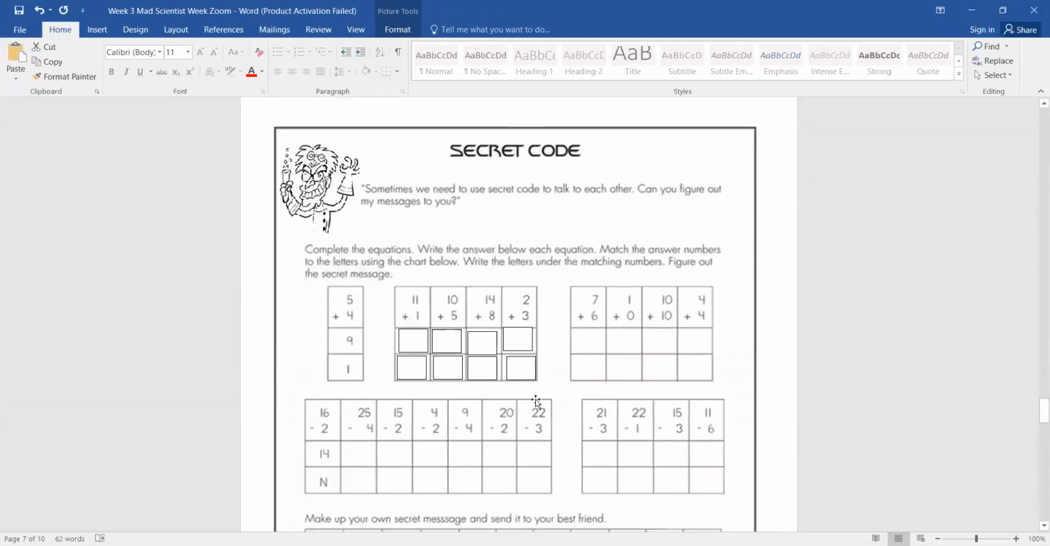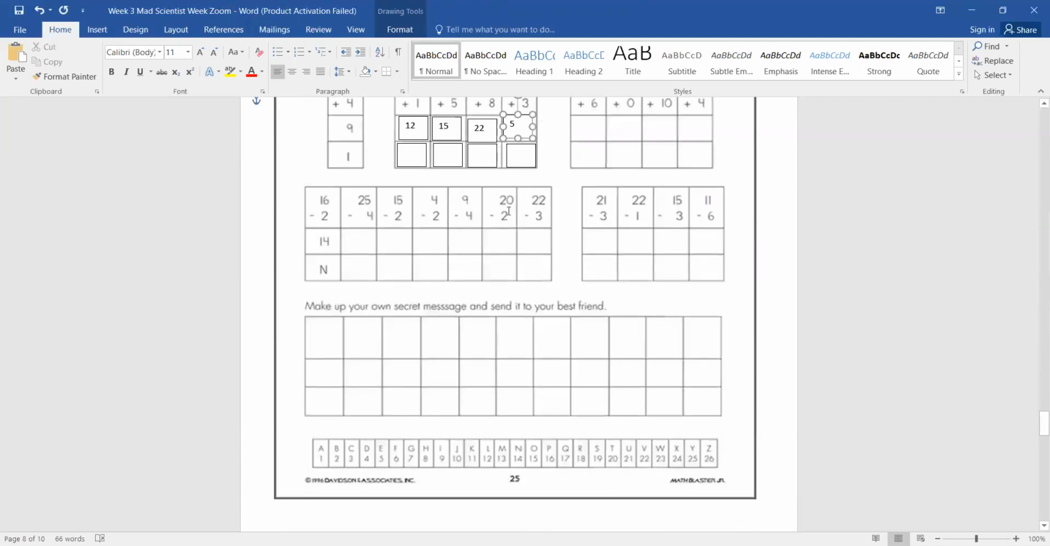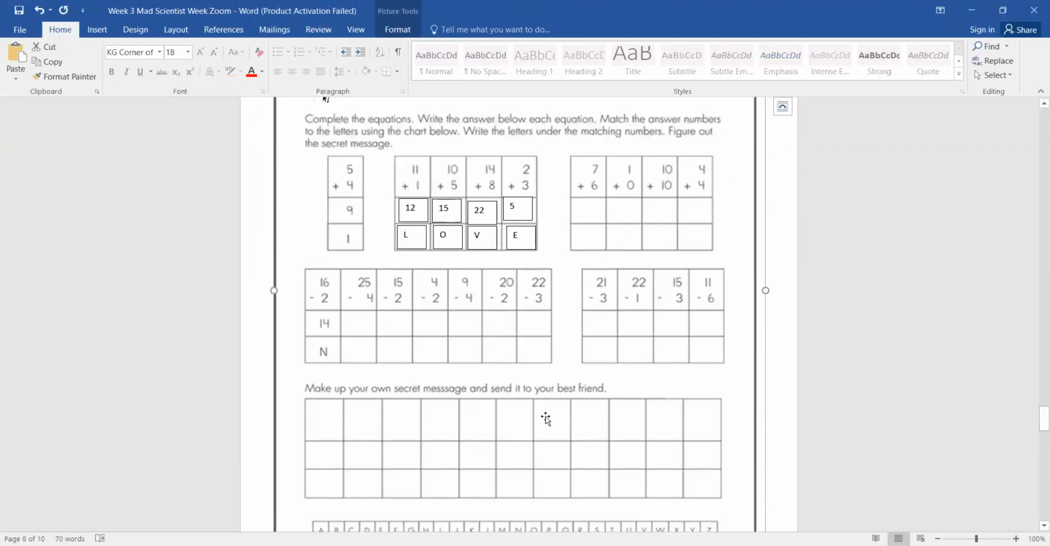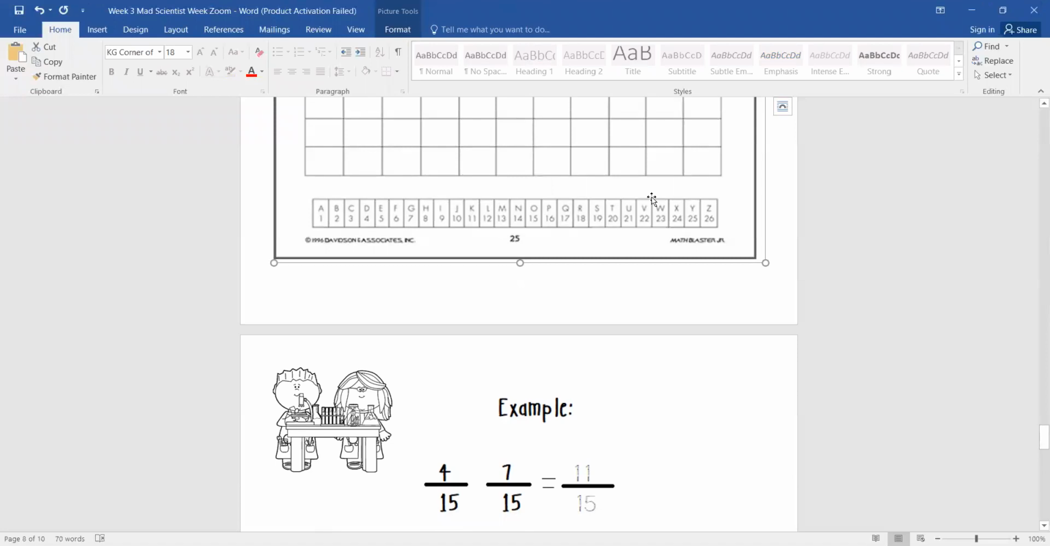Go down here to the secret code, and they give you the first one. So 11 plus 1 is 12. 10 plus 5 is 15. 14 plus 8 is 22. And 2 plus 3 is 5. So since we have the number 12 is L. 15 is O. So put an O there. 22 is V. There. And 5 is E. So I love, and then you guys can fill out the rest of it. And then make up your own secret message to send to your best friend. So using the codes down here.